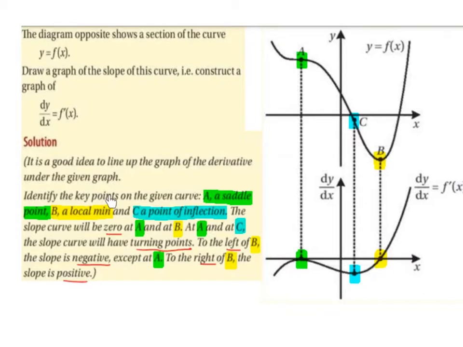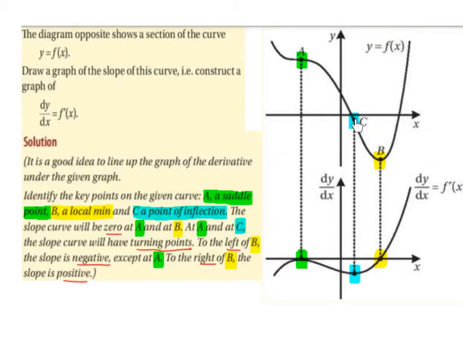Identify the key points on the given curve. A, a saddle point; B, a local minimum; C, a point of inflection. So we can see we have a saddle point here at A because we have a decreasing slope, a slope of 0, and then a decreasing slope again. So this is a saddle point. We can see we have a local minimum at point B because we have a decreasing slope, a slope of 0, and an increasing slope. So here we have a turning point, which is our local minimum.